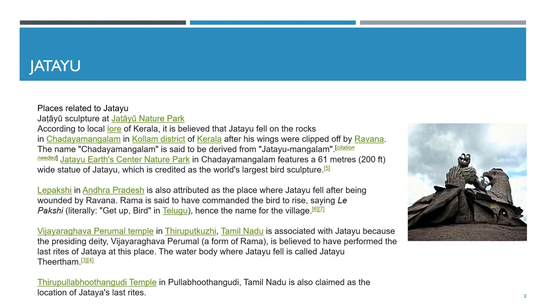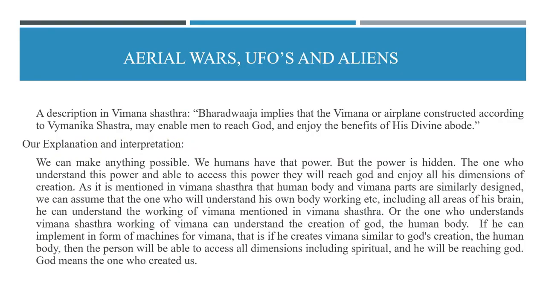So how did Ravana attack Jatayu? We were not there at that time, but there are many astras, meaning weapons, described in Vaimanika Shastra. Being in an aircraft flying in the air, how we can attack someone who is outside. All those are aerial wars, UFOs and aliens. This sounds interesting because the word alien is there, meaning some people from another planet. In Vaimanika Shastra, they have mentioned enemy Vimana.